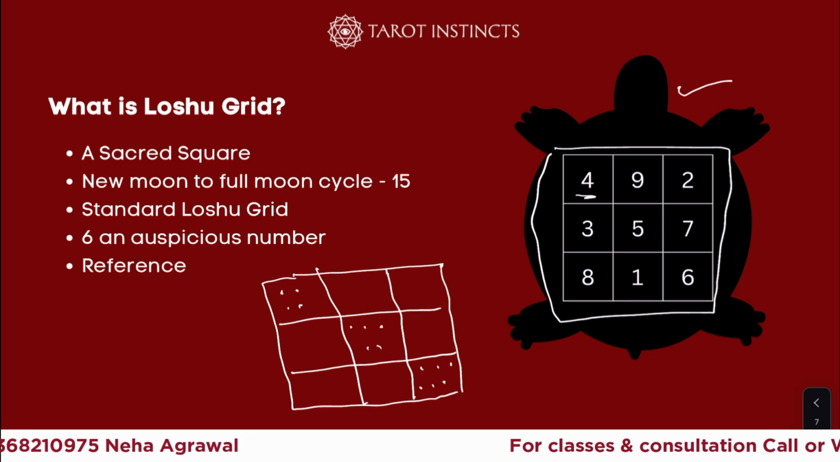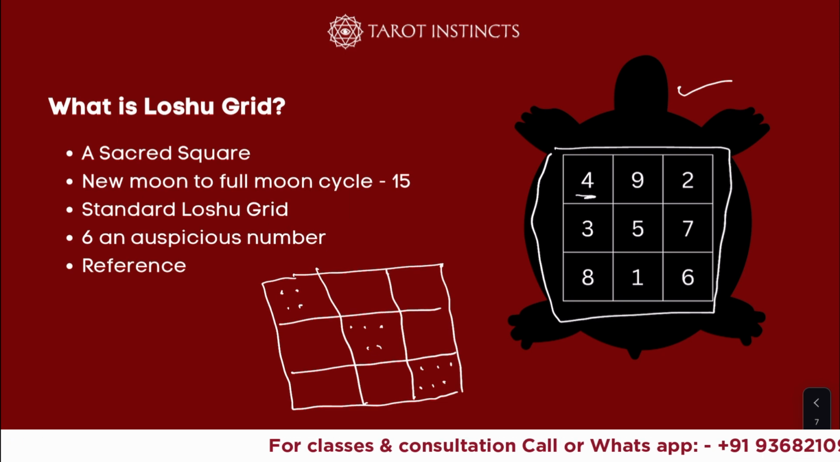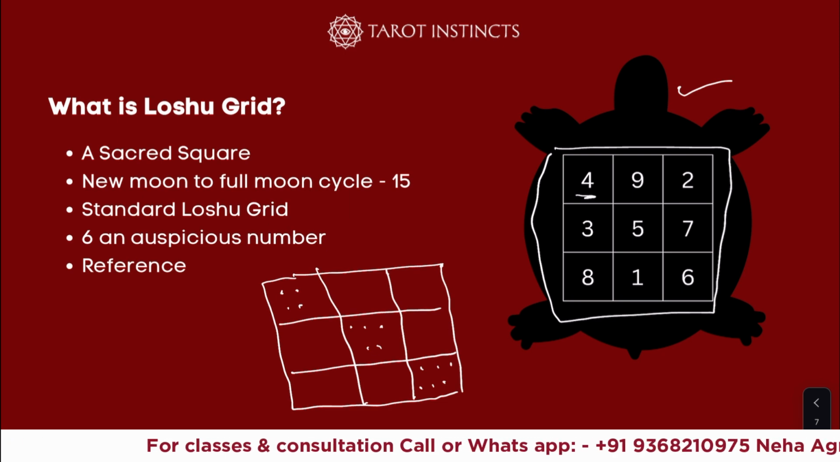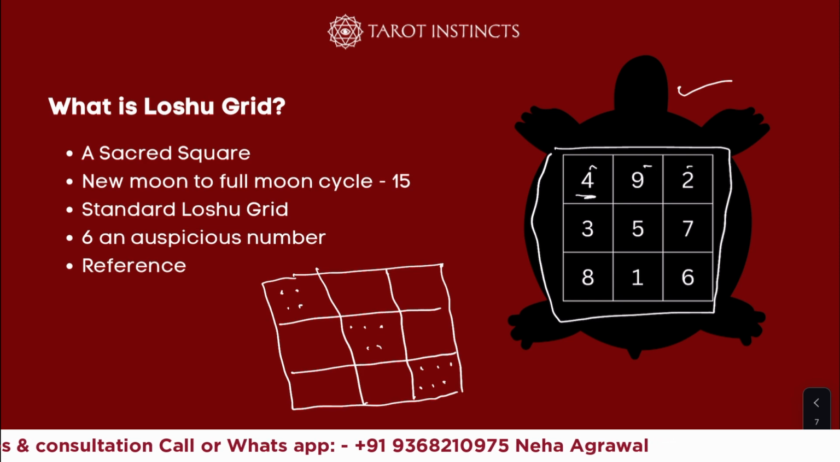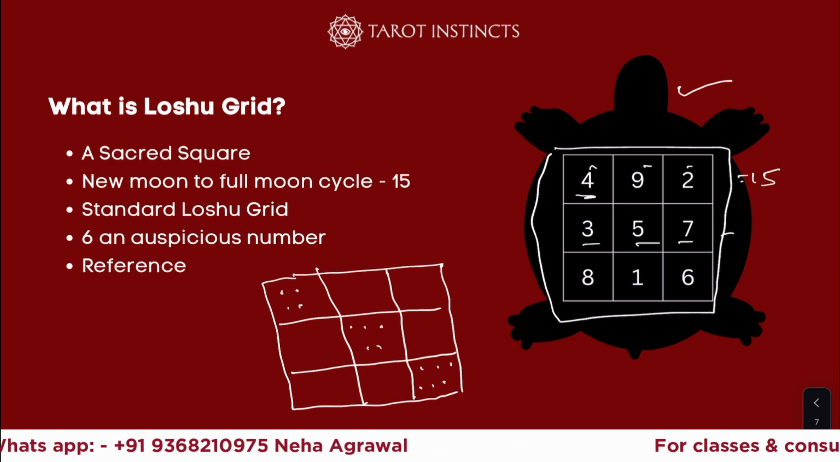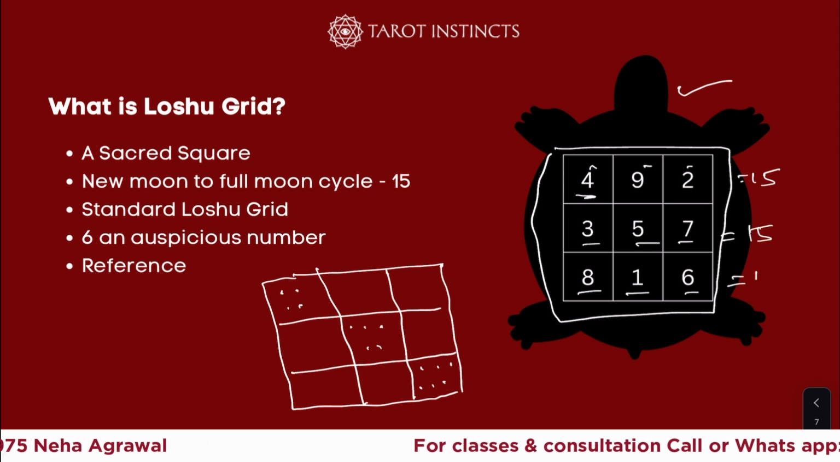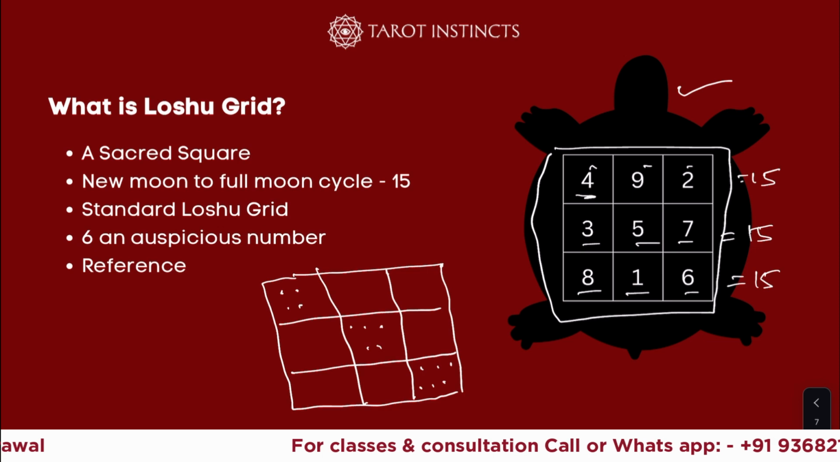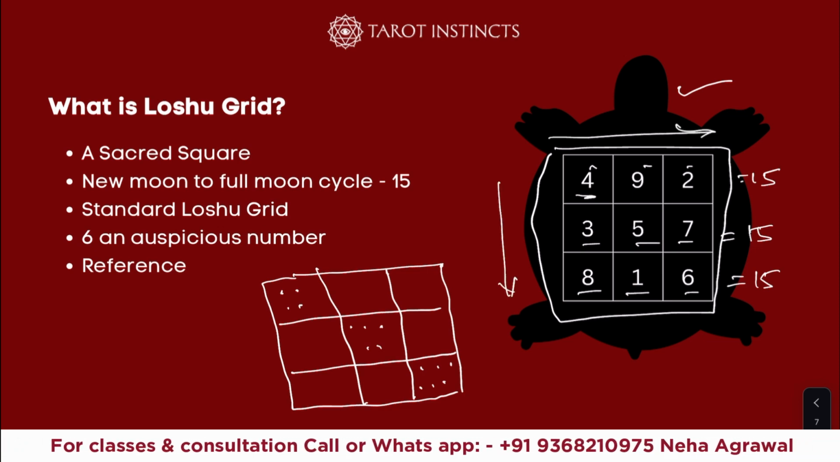So this pattern on the turtle shell was the Lo Shu Grid, a magic square, where the sum of the numbers adds up the same way. If you add 4, 9, 2, it sums up to 15. If you add 3, 5, 7, it sums up to 15. If you add 8, 1, 6, it sums up to 15. That is how you add horizontally.